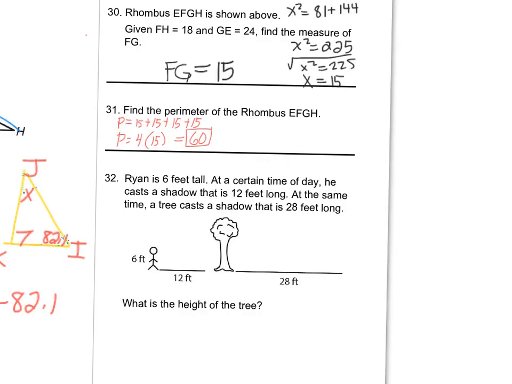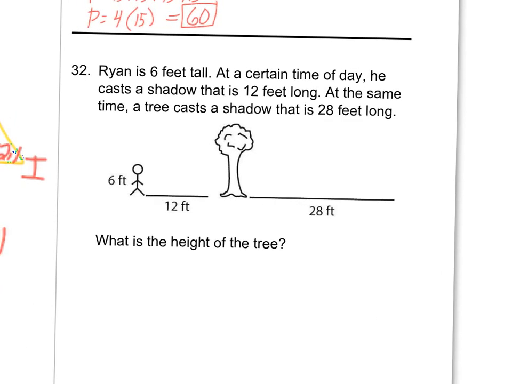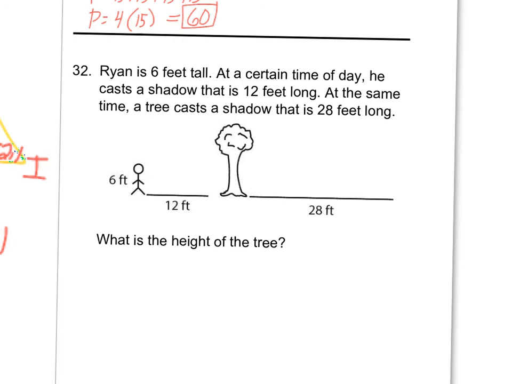Number 32. Ryan is 6 feet tall at a certain time of day. He casts a shadow that is 12 feet long. At the same time, a tree casts a shadow that is 28 feet long. Find the height of the tree.